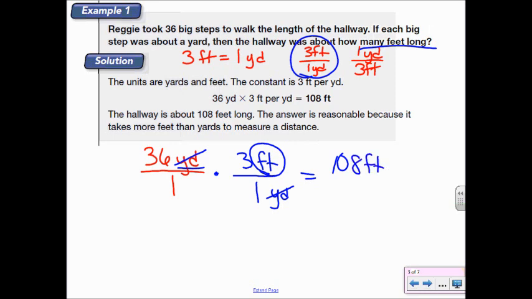And then I divide by 1, but that's going to keep it the same. So I have 108 feet. Now it's a little bit different than they showed you up here. I think it's a little bit more intuitive once you know that you need to get the units diagonal from each other so that they cancel out. This way you're not always guessing, am I multiplying or dividing?